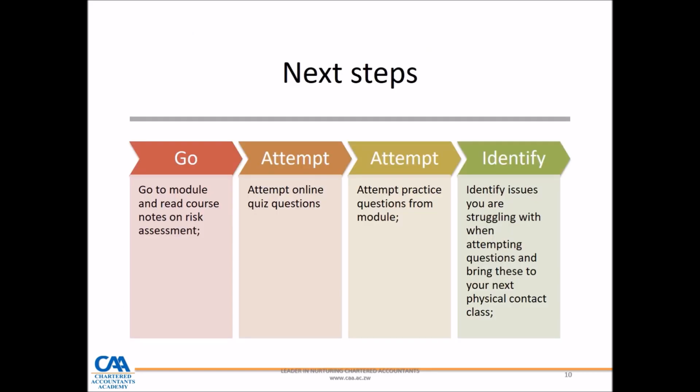So next steps, please go to your module, read your course notes on risk assessment, attempt the online quiz that you are going to get on this topic, attempt the practice questions from the module, and from doing that whole exercise, identify the areas that you'll be struggling with and bring these to your physical contact sessions. But remember, in the contact sessions, we want to deal more with the problems that you'll be encountering as you are doing your practice questions, and focus on the application rather than the theories behind the topics.